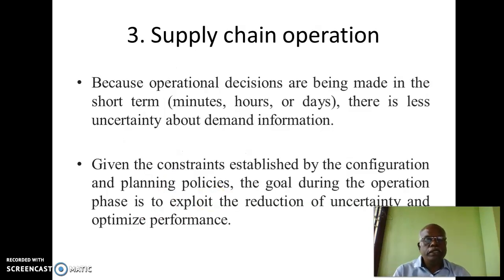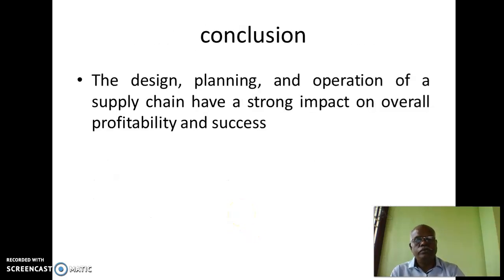Because operational decisions are being made in the short term, mostly in days, hours, minutes, there is less uncertainty about demand information. So demand is already fixed, so you don't have any uncertainty here. So given the constraints established by the configuration and planning policies, the goal during the operation phase is to exploit the reduction of uncertainty and optimize performance. So there is no uncertainty, so our aim is to optimize the performance.